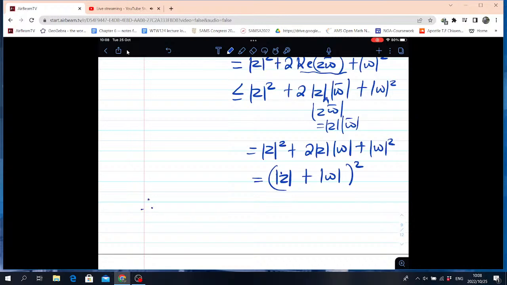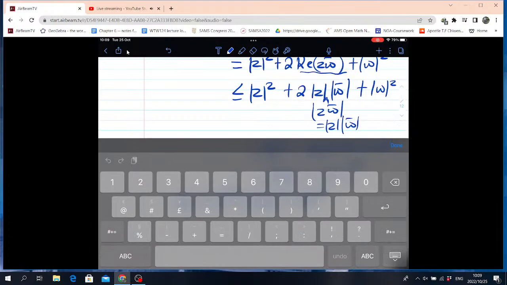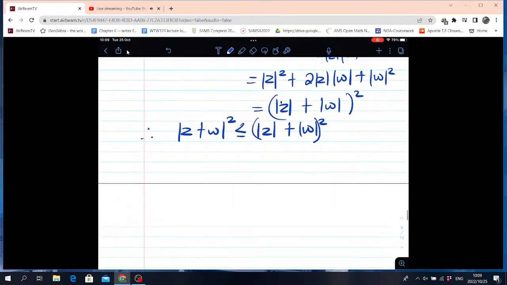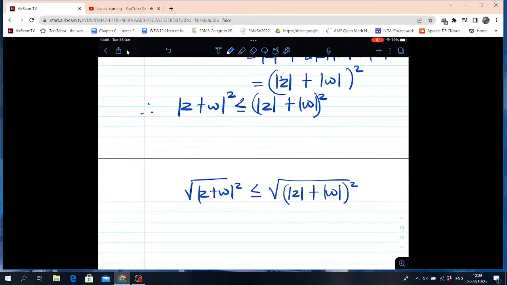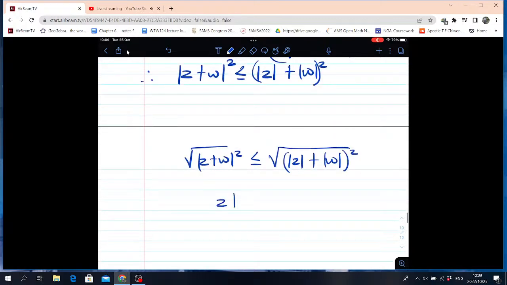And so therefore, what we have proved is the modulus of Z plus W is less than or equal to the modulus of Z squared plus W squared, sorry, like that, right? That's what we have proved so far. And then if we take the square root from both sides, we get that the modulus of Z plus W is less than the modulus of Z plus the modulus of W.